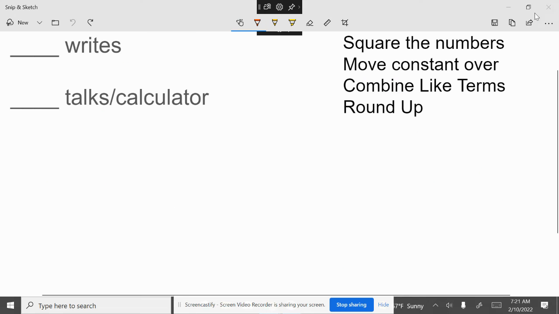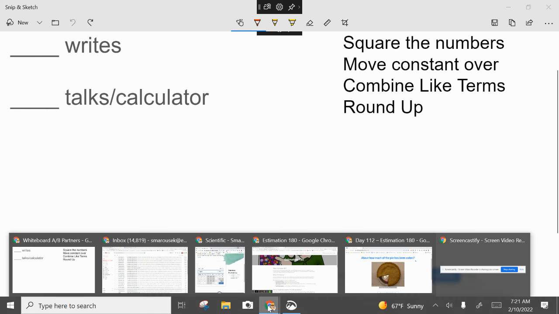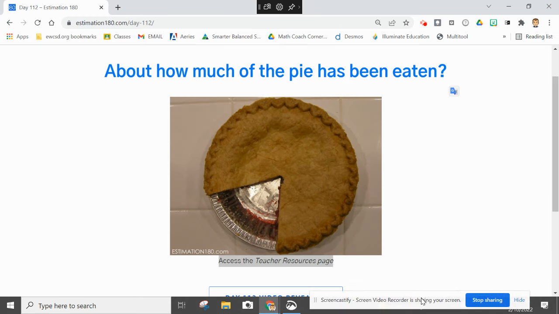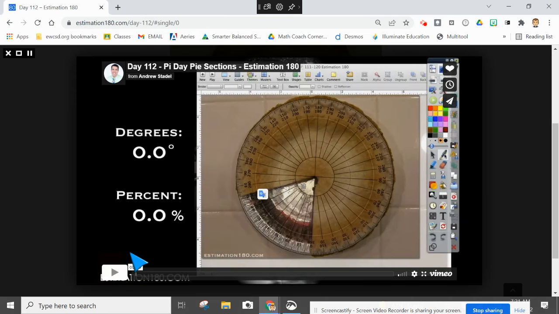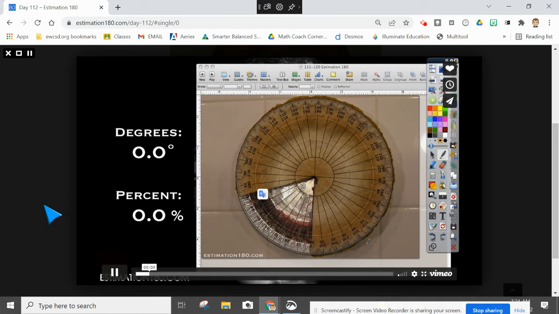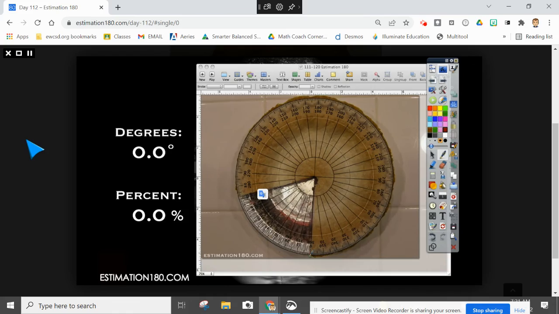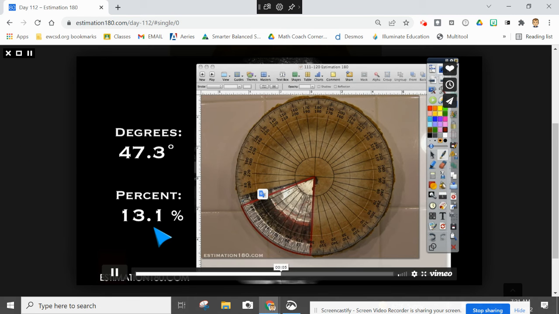Now, give a guess, and I'm going to show you a video real quick of what the real answer is. Let me go ahead and pull that video up. All right, let's go ahead and reveal. It has a protractor. It's going to tell you the degrees. That's what the protractor does. And then it'll tell you the percent. So 20%. Who got closest to 20%? That's a good guess.